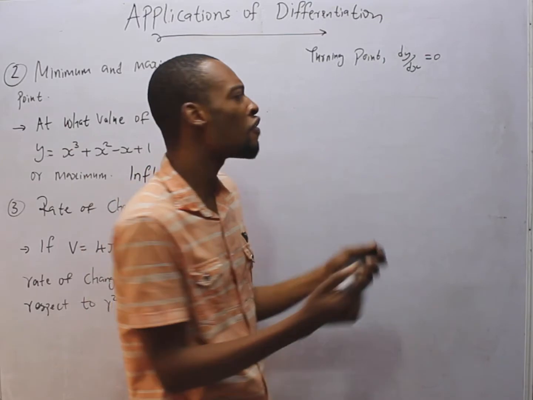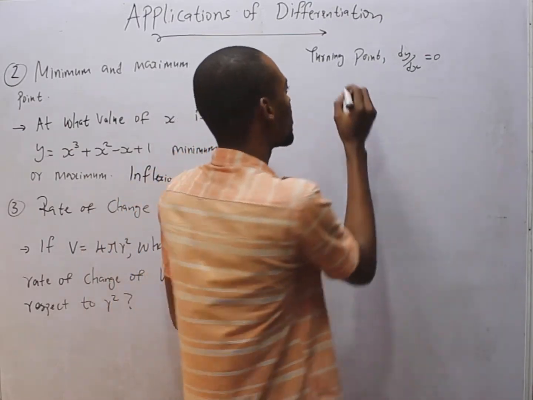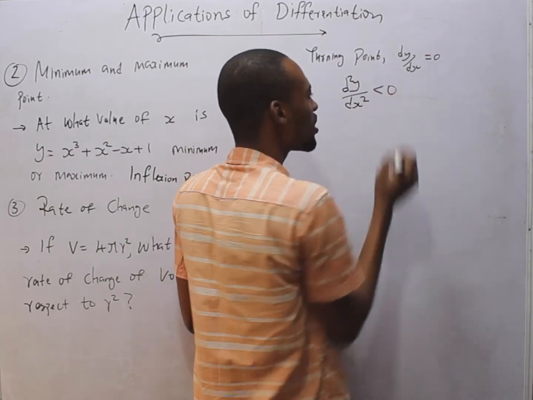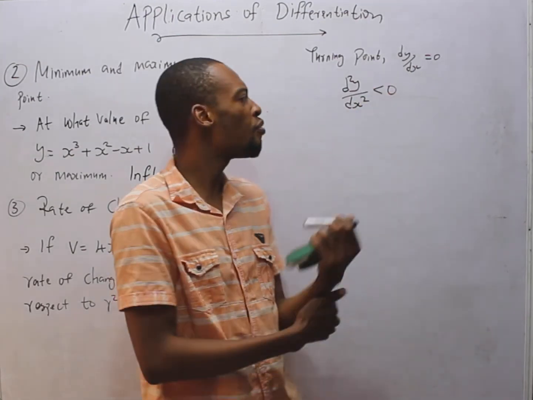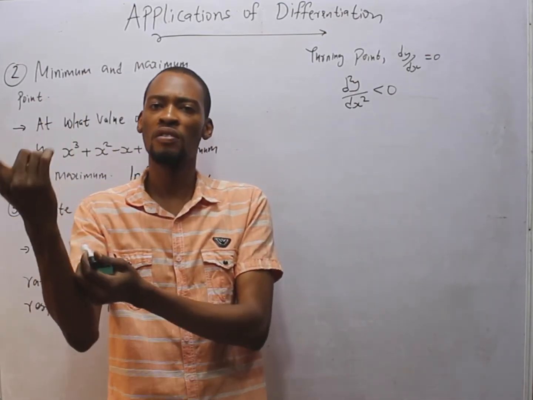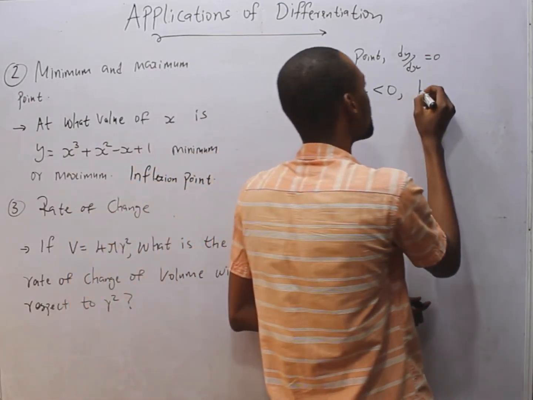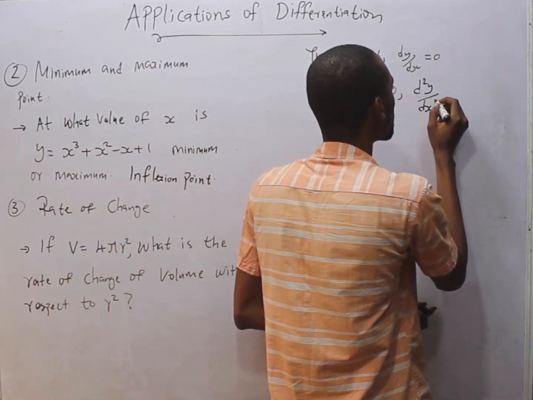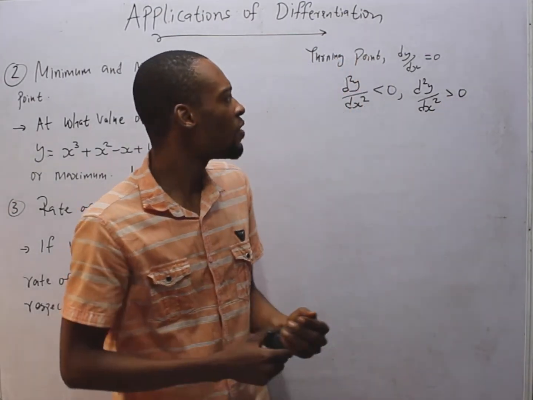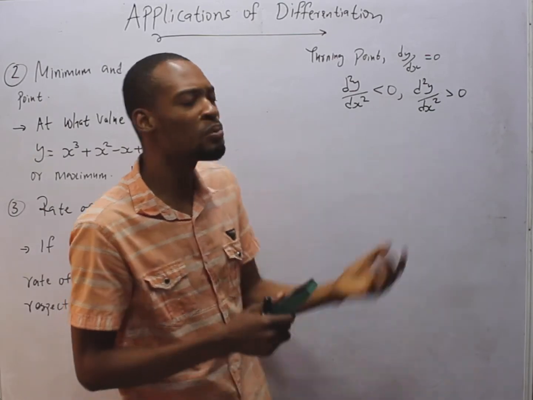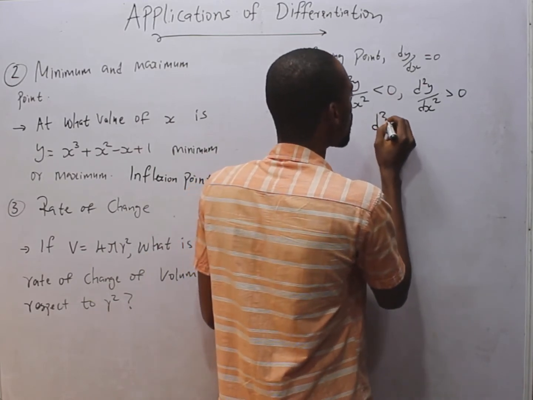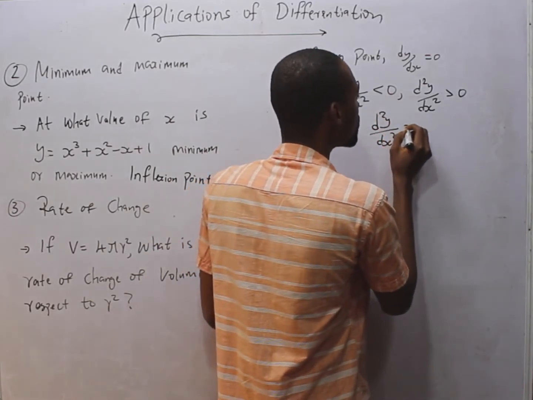For maximum, or at the maximum point, d squared y over dx squared must be less than 0. This shows that the point in question is the maximum point of the curve. While for a minimum point, d squared y over dx squared should be greater than 0, which means it should be positive. These are the conditions for maximum, minimum, and for inflection point. For inflection point, d squared y over dx squared must be equal to 0.